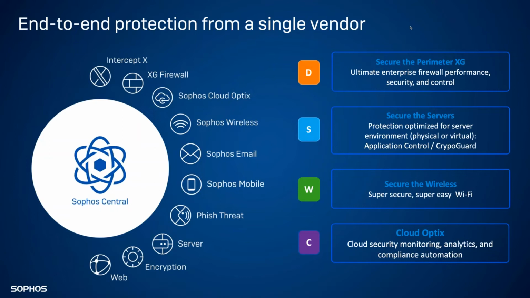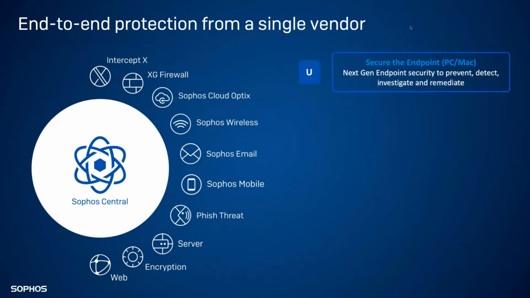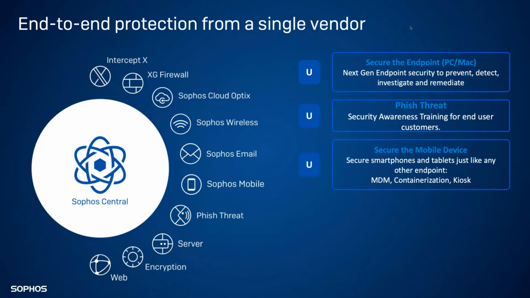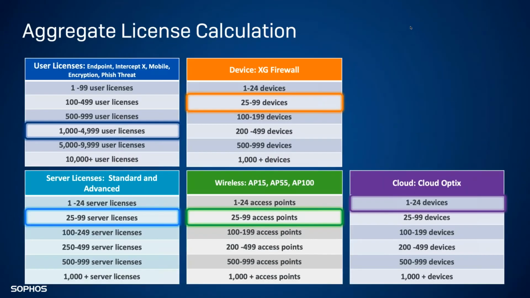And so when we look at the end user license category, we have the endpoint products, phish threat, mobile, disk encryption, and email protection. Basically, what this means is that if you have 1,000 users, or if you have 500 users using MTR, phish threat, and disk encryption, you will purchase at the 1,500 user license category. And so if you have a question about how that works, you can let us know.